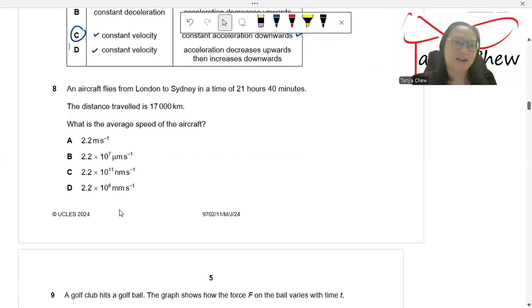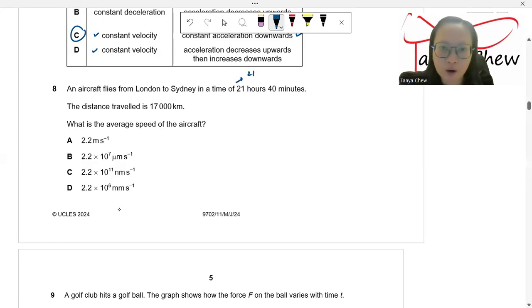Question number 8. An aircraft flies from London to Sydney in a time of 21 hours, 40 minutes. The distance travelled is 17,000 kilometers. What is the average speed of the aircraft? First of all, I need to get the average speed. Since the units of average speed given are in meters per second, I have to change my time. So this is 21 hours. I have to change it to minutes first, right?